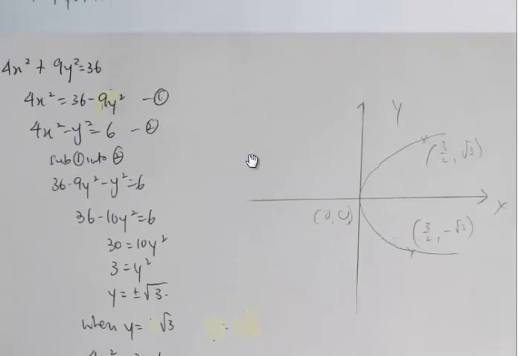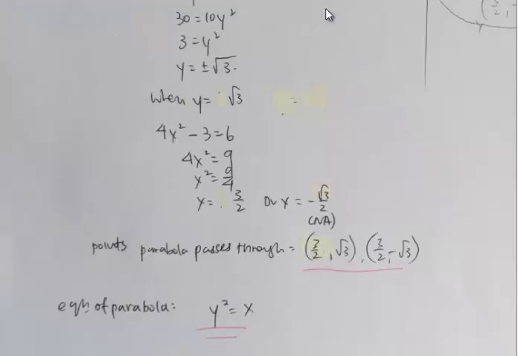So we can actually sketch the graph of this equation. The center point will be 0, 0, and it passes through 3 over 2, square root of 3 and 3 over 2, negative square root of 3. Thus, the equation for this parabola will be y squared equals 2x.